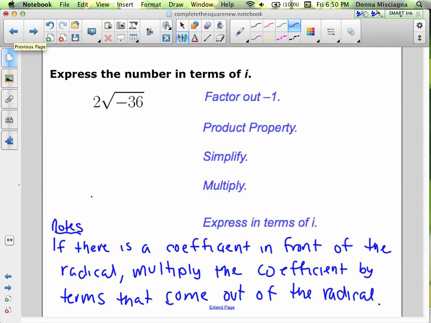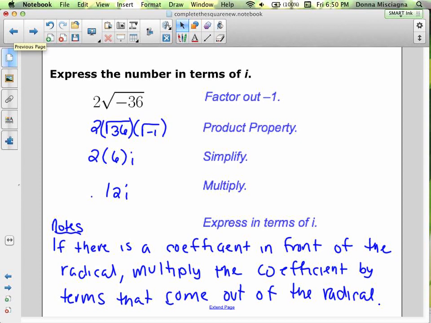All right, so product property, we have a 2, a square root of 36, and a square root of negative 1. Using the product property for radicals, we have split that into 2 radicals. I'm going to put parentheses here too. Now let's simplify. Well, 36 is a perfect square. Square root of 36 is 6. And square root of negative 1 is i. So now we can just multiply all 3 terms together. 2 times 6 is 12, so we have 12i. And there we go. We have simplified another one.